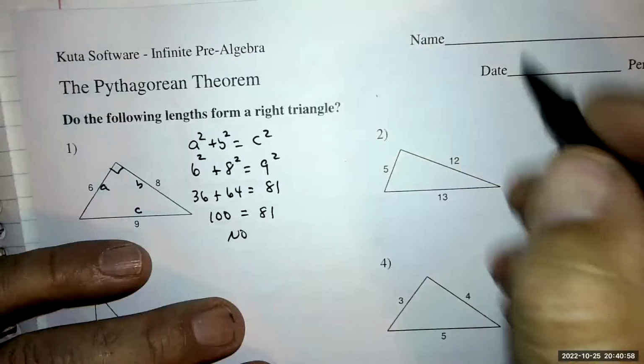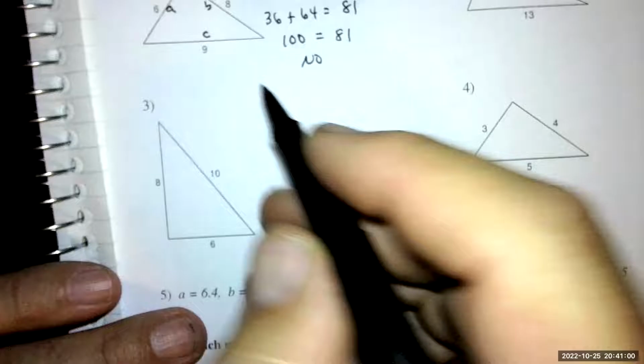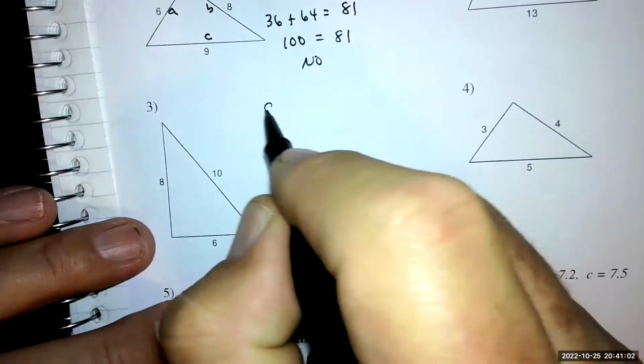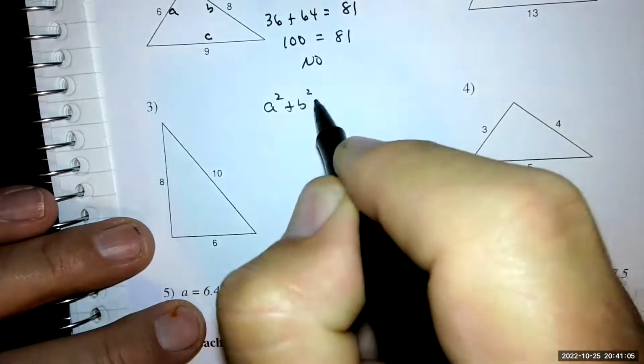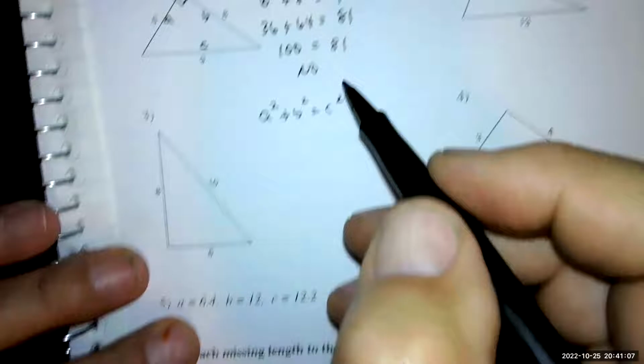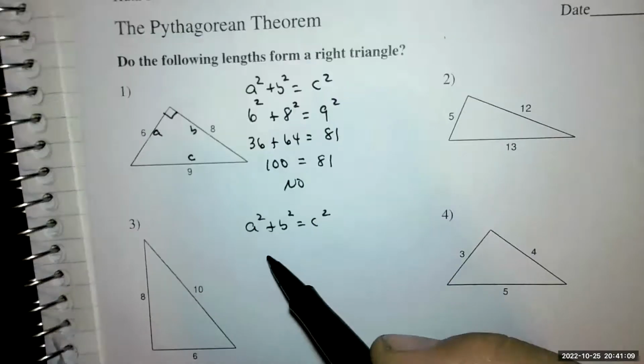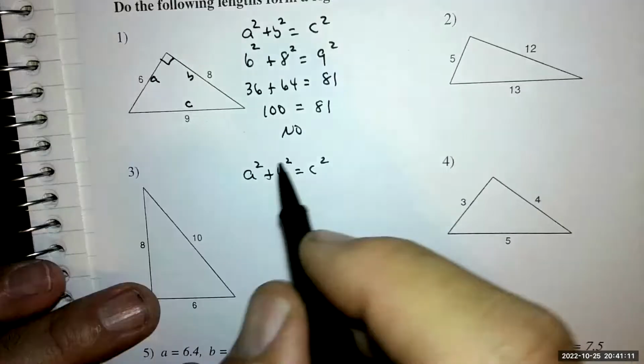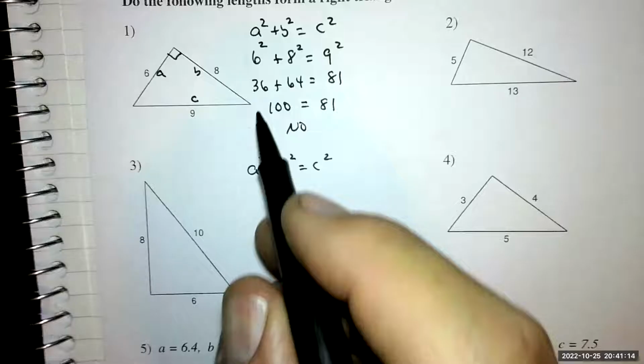So let's try a different one. I'm going to try to do some of the odd ones. I won't do the even ones. All right, so we're going to do a squared plus b squared equals c squared. Now, if you notice how I'm doing my work, that's exactly how I want you to show your work, show how you do it in class. It's not that difficult. You're just putting numbers in and substituting.